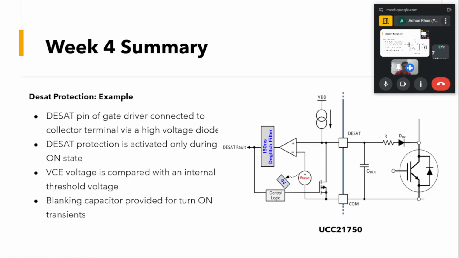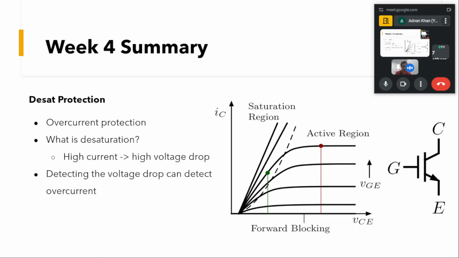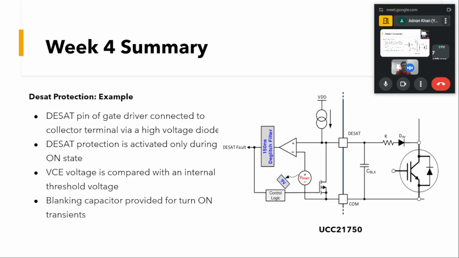So we'll go into the device. There are many ways to implement this DSAT protection. One such way was taught during the course, and here I shall discuss another way to implement the DSAT protection. Here, if you can see, there is a gate driver IC, UCC21750 by TI. This is the DSAT mechanism that is inside the gate driver IC itself.